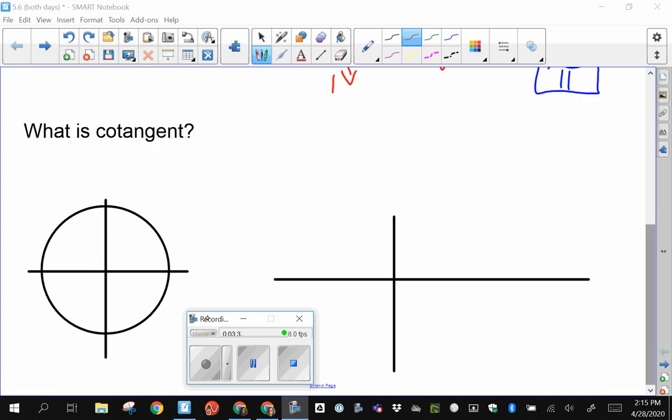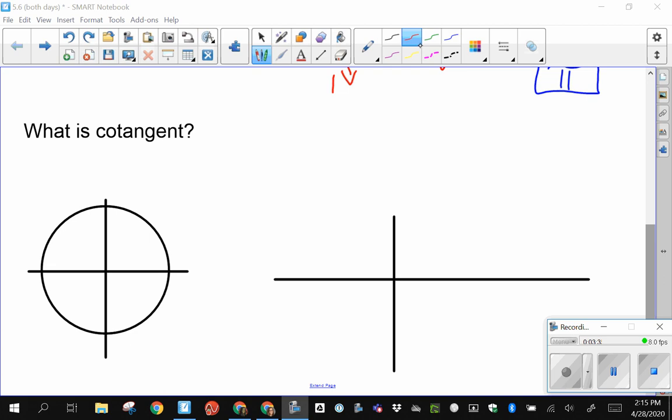So now let's talk about cotangent. There's a lot of similarities. We should be able to go through this pretty quickly. Remember that cotangent is the reciprocal of tangent, so that means it's cosine divided by sine. So we're going to have some similarities. We still have 1 and 1 and -1 and -1.